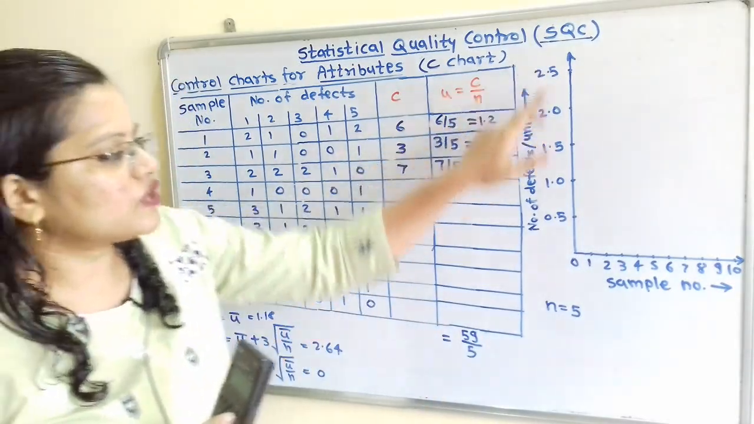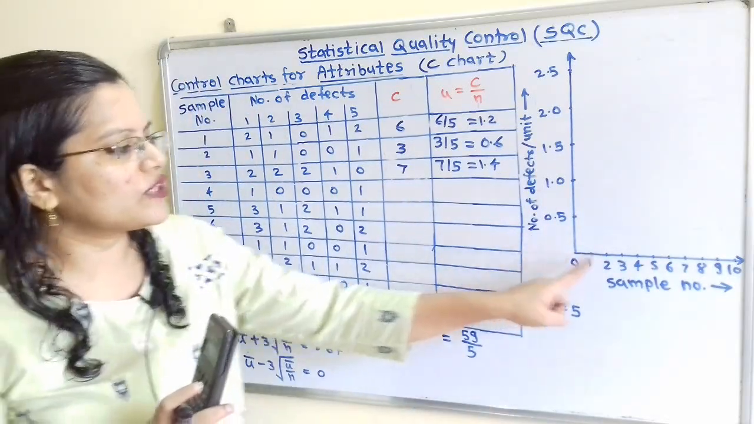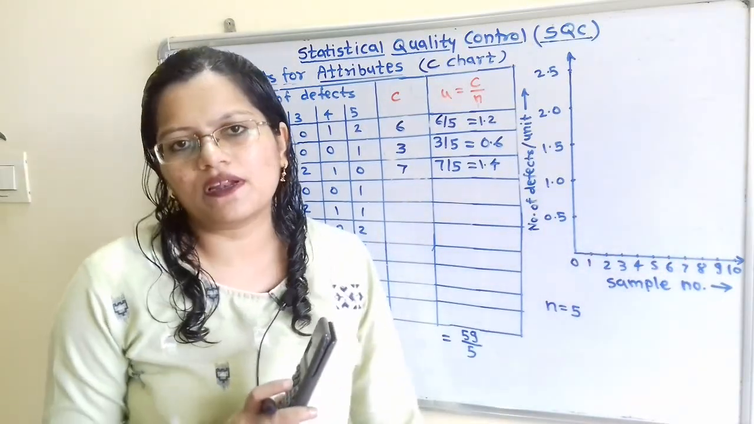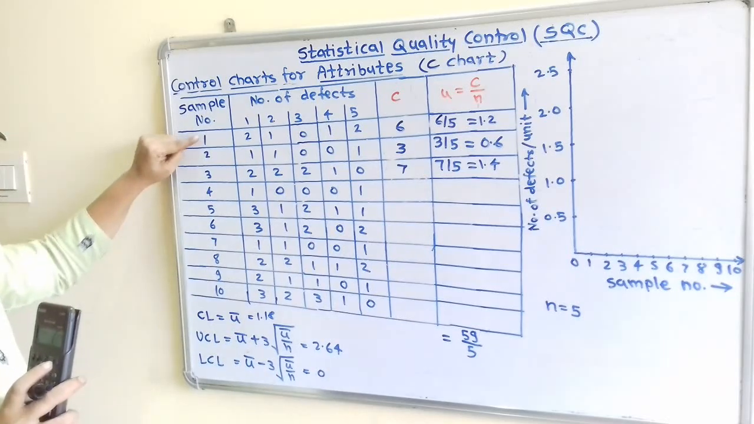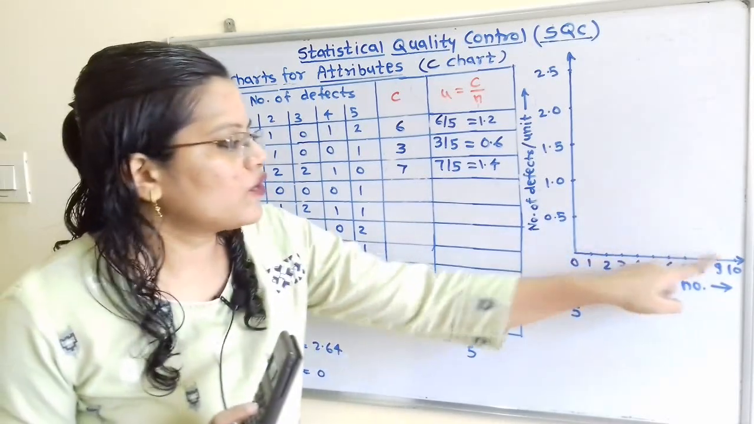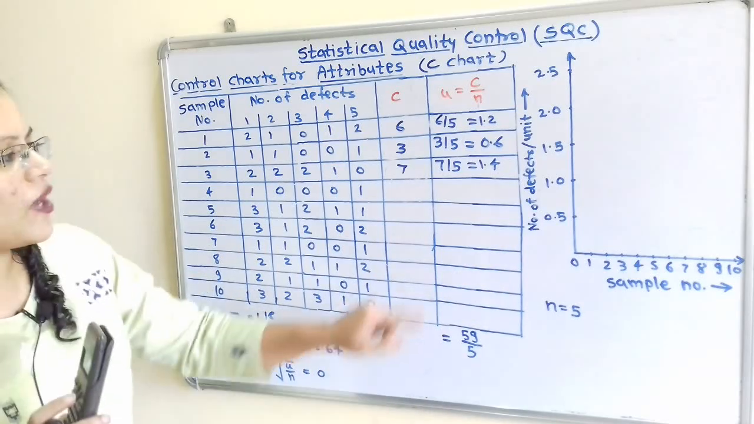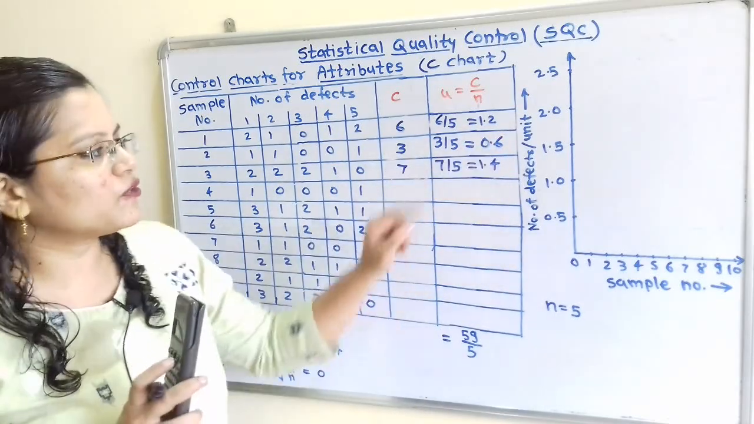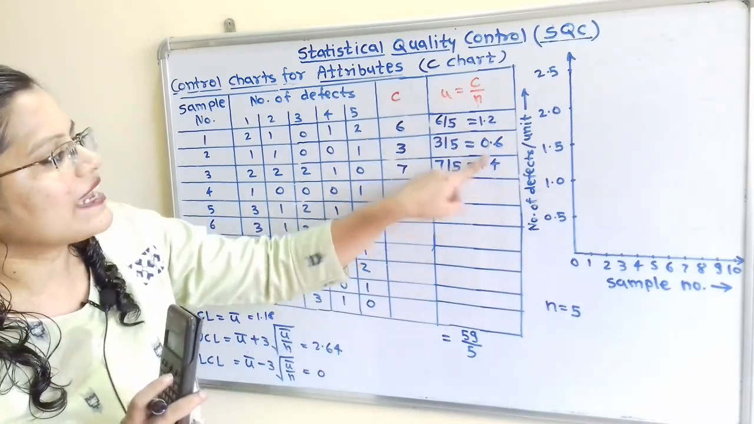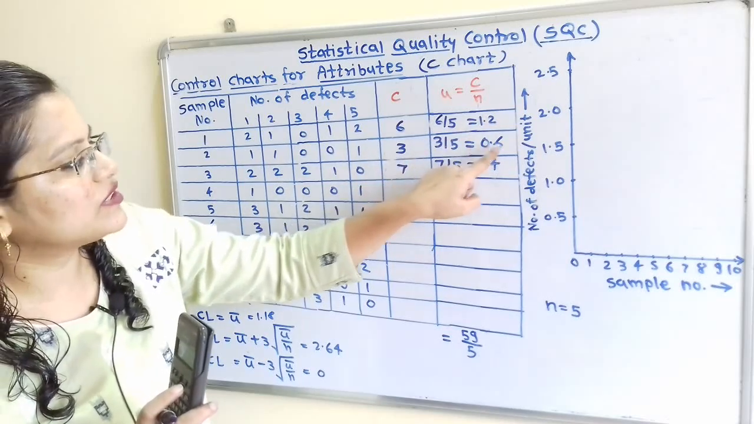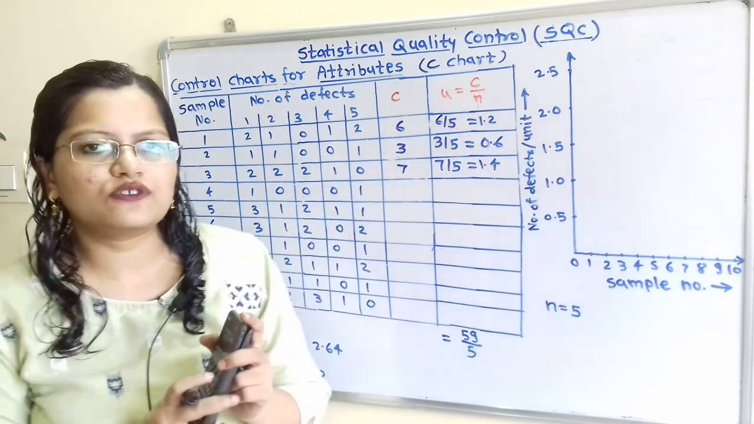Now we will draw one chart. On the horizontal line, we have to plot the sample number, that is from 1 to 10. And on the vertical line, we have to plot the number of defects per unit. That means the values we have calculated: 1.2, 0.6, 1.4 and so on.